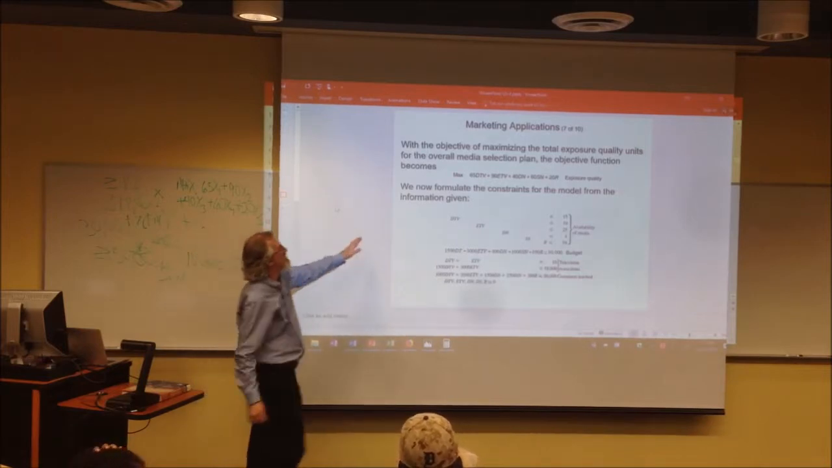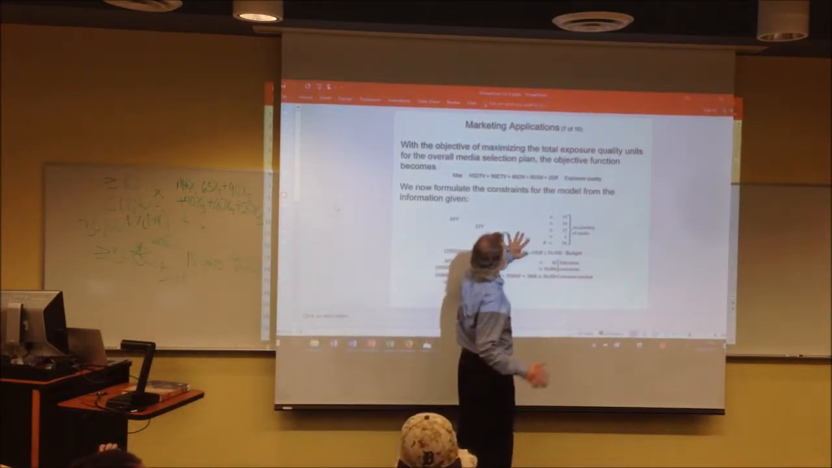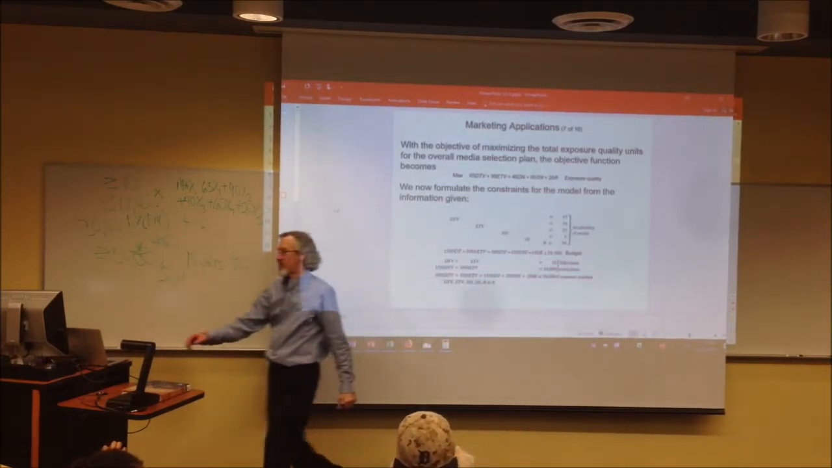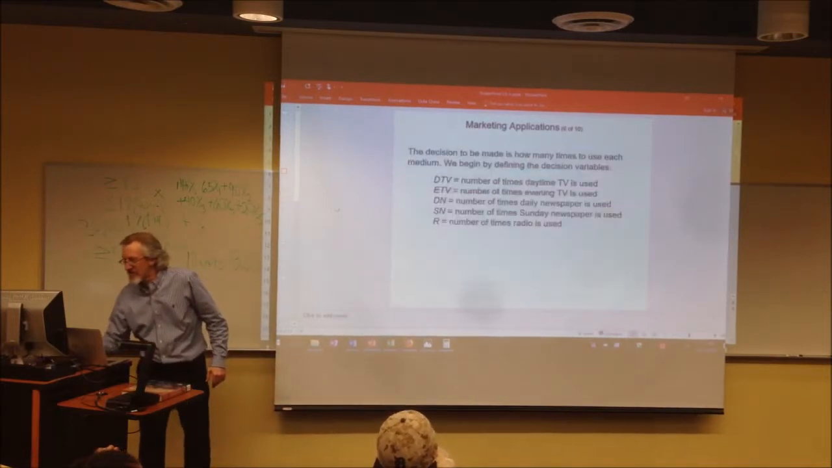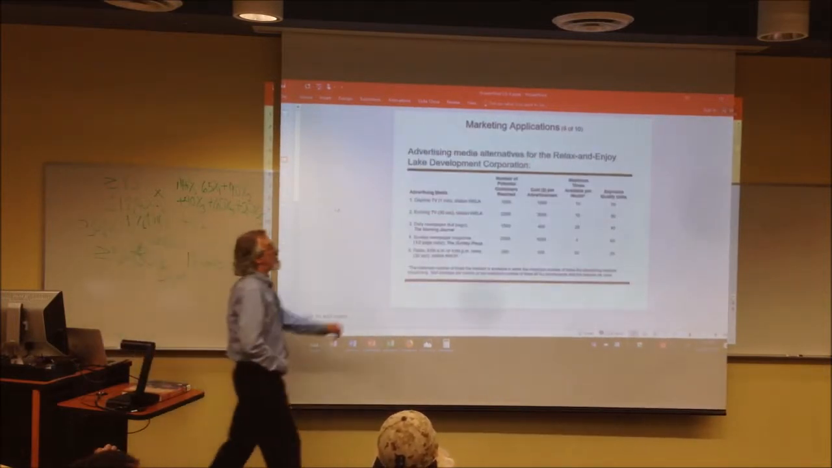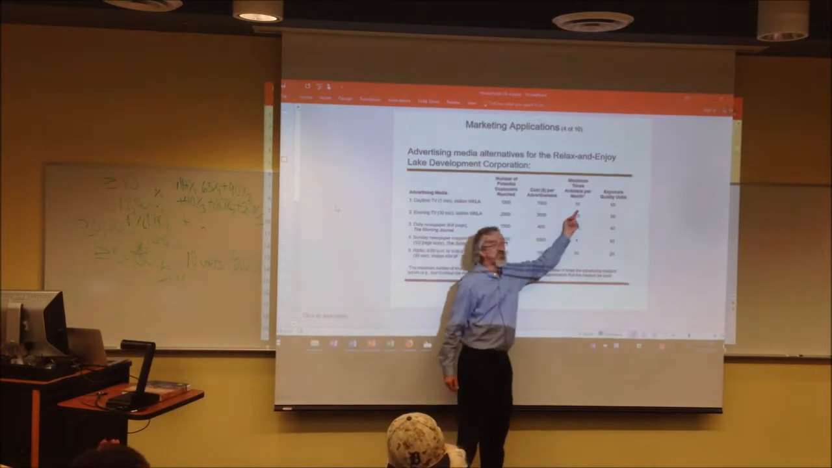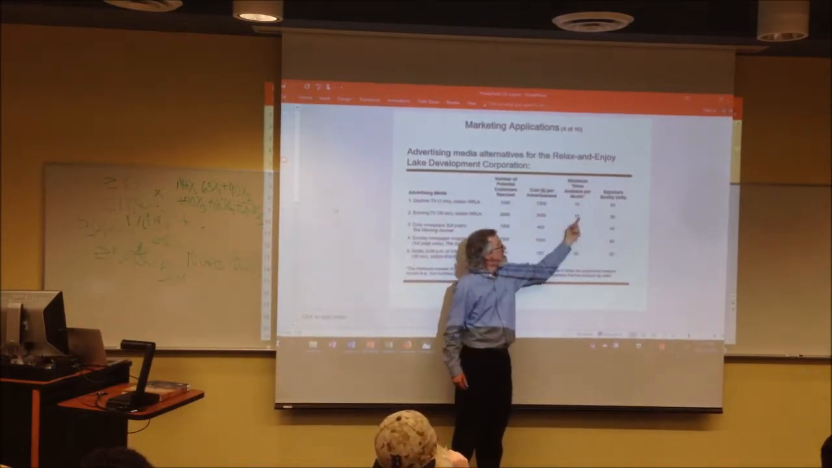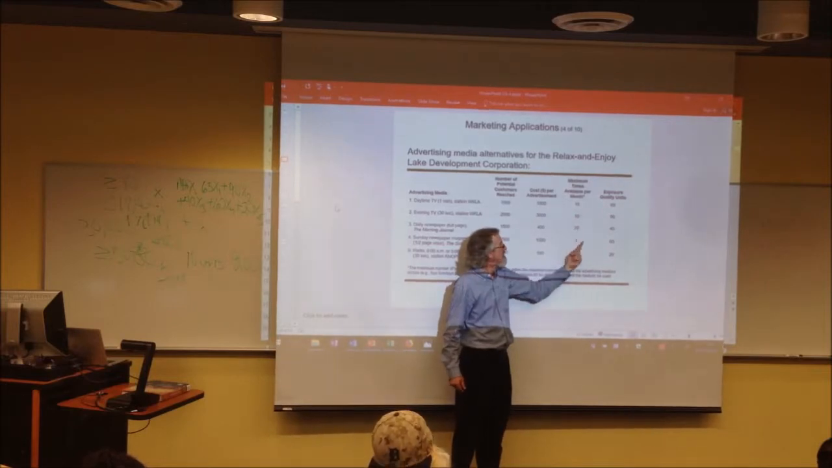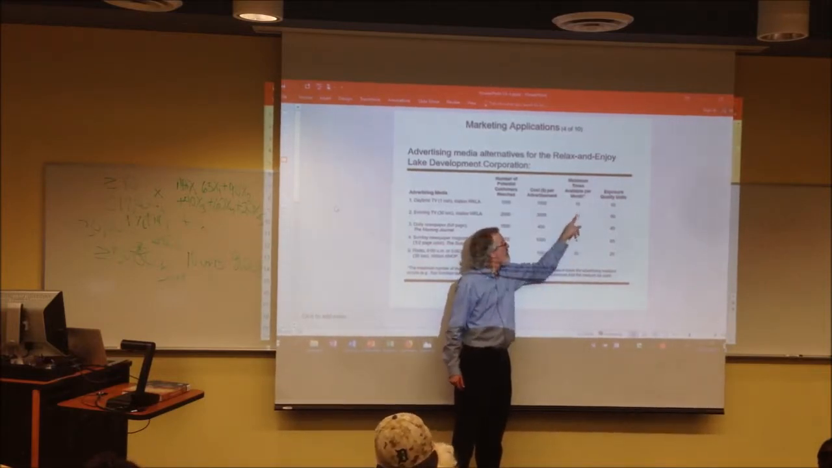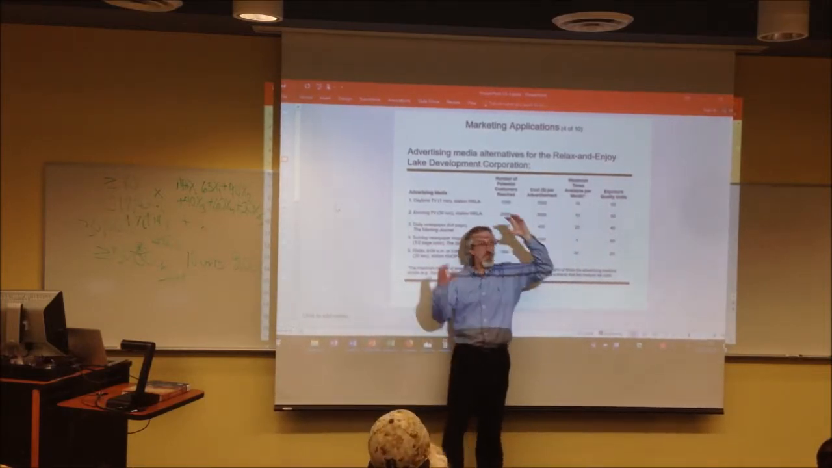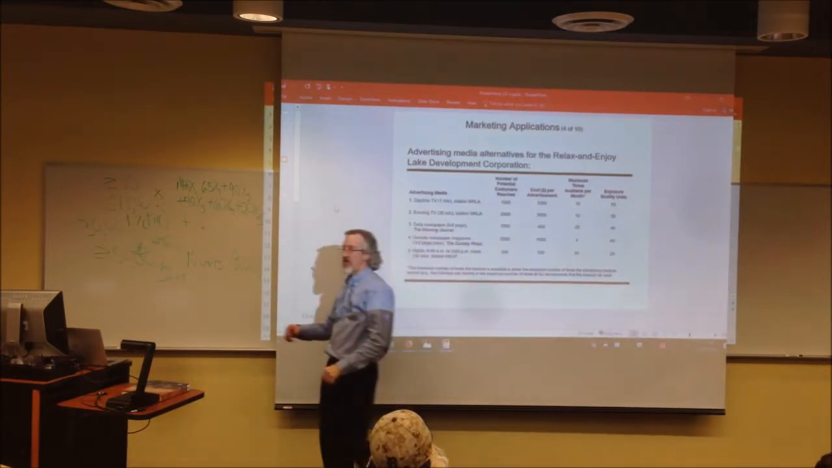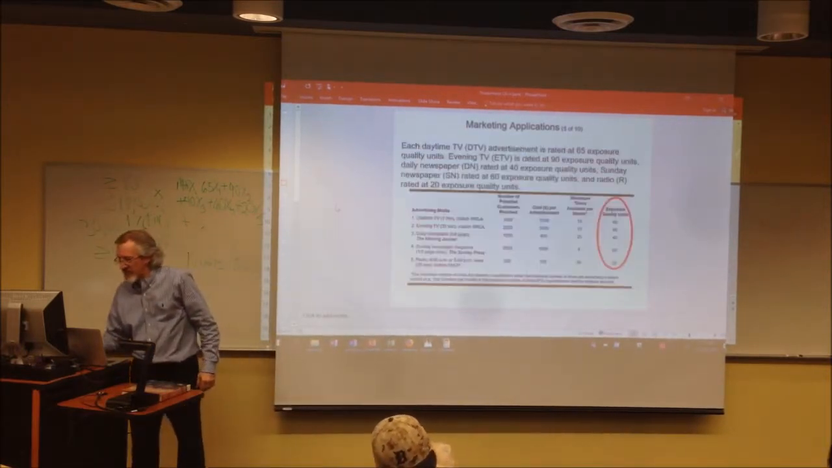And then our constraints. Oh, I almost forgot all these constraints. Let me go back to this. However many daytime ads we're going to do, we can't go over 15. That's all that's available. Evening ads, daily newspaper, Sunday newspaper. Every one of these is a separate constraint with the one variable that's represented there. So that's what you're seeing right here.